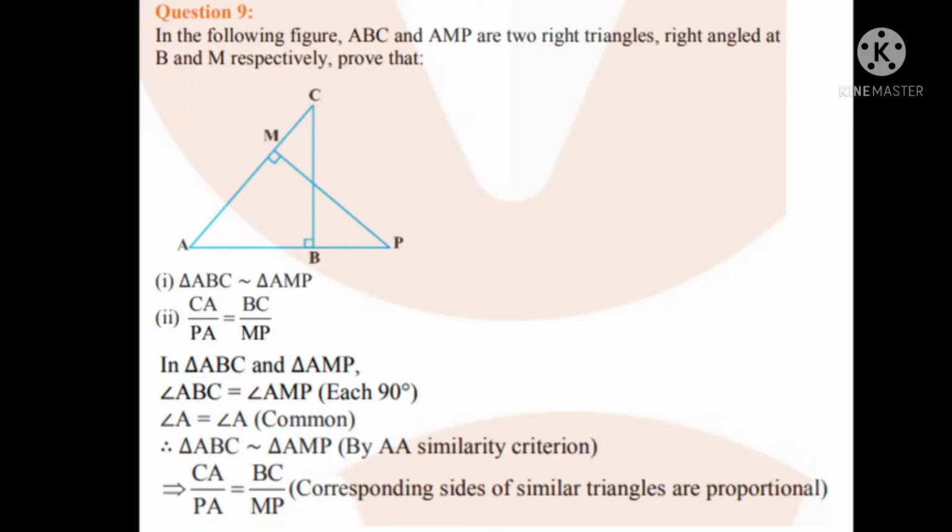Let us do question number 9. In the following figure, ABC and AMP are two right triangles, right angled at B and M respectively. Prove that there are two things we have to prove: triangle ABC is similar to triangle AMP, and CA by PA is equal to BC by MP.